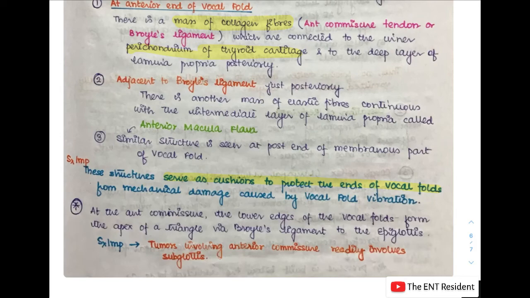And at the anterior commissure, the lower edges of the vocal folds form the apex of a triangle via the Broyles ligament to the epiglottis. The importance is that tumors which involve the anterior commissure readily lead to involvement of the subglottis. So, we have covered everything about the compartments of the larynx, the vestibular folds and the vocal folds, and the two spaces in between the vestibular folds and vocal folds, which are the Rima Vestibuli and the Rima Glottidis.